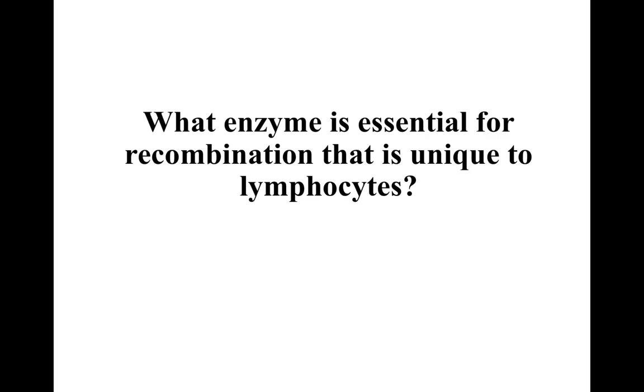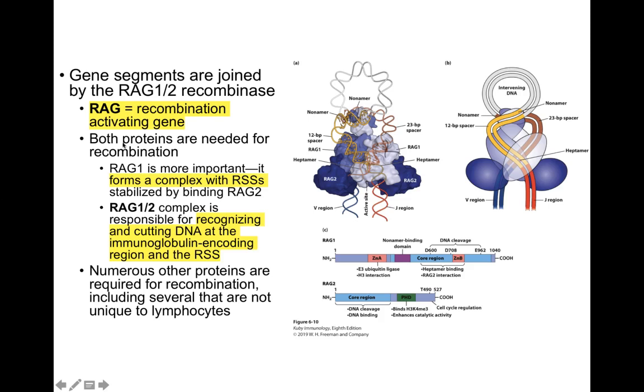What enzyme is essential for recombination that is unique to lymphocytes? All cells of the body have the gene for this enzyme, but only lymphocytes express it. It's the recombination activating gene, RAG1 and RAG2. This enzyme is important for interacting with those RSS parts of the gene, recognizing them and cutting at the RSS spot.